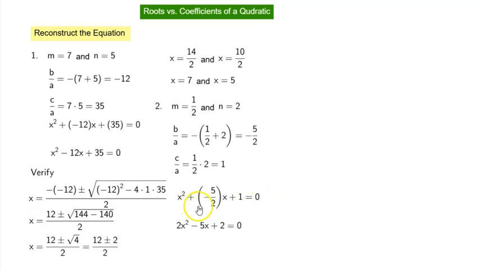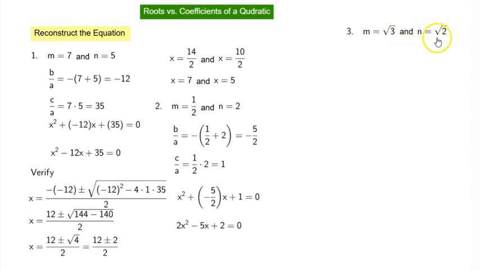And simplifying it, because ideally we should come out with an equation which doesn't have fractions, let's multiply the whole thing by 2. We get 2x square minus 5x plus 2 is equal to 0.